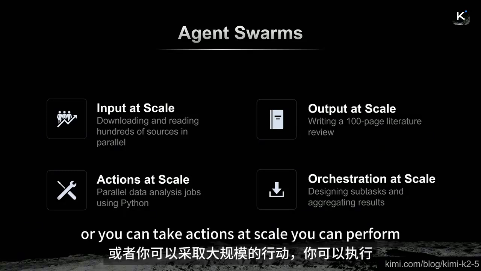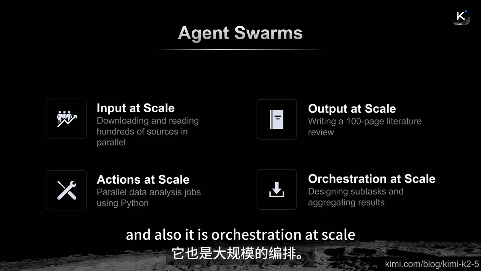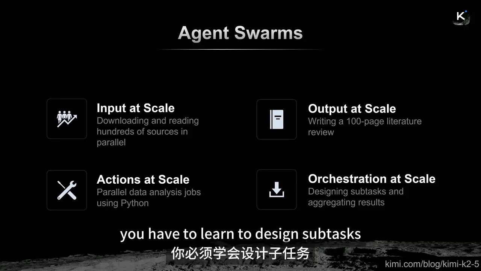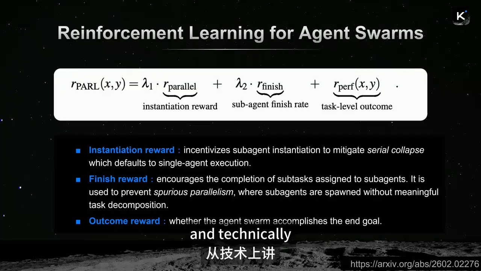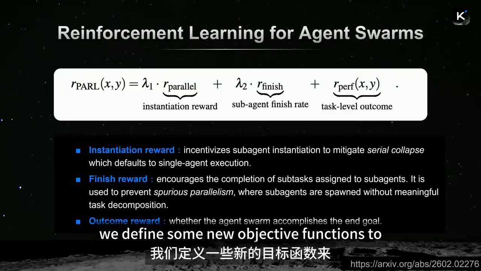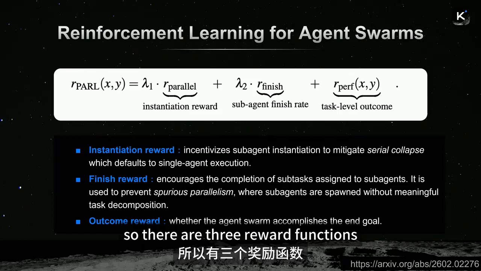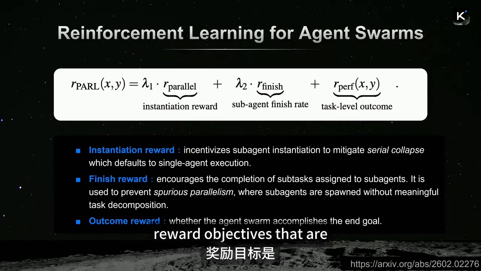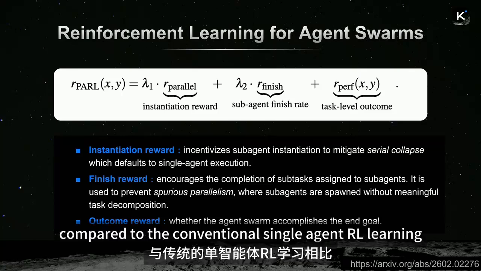Or you can take actions at scale. You can perform data analysis for 10 different tasks. And also, there is orchestration at scale. You have to learn to design subtasks and aggregate the results. And technically, we define some new objective functions to guide the learning process of our agent swarm system. There are three reward objectives that are considered here, compared to the conventional single-agent RL learning.